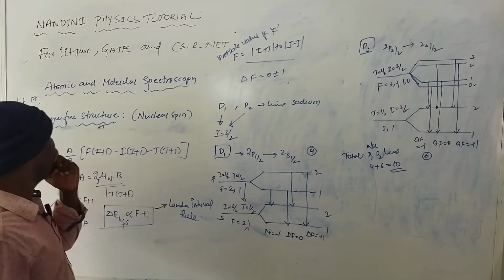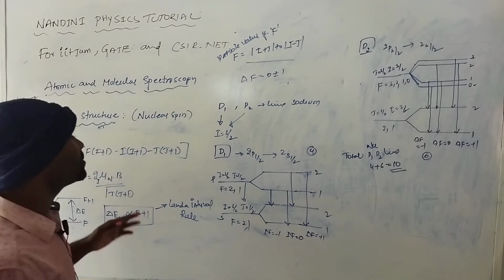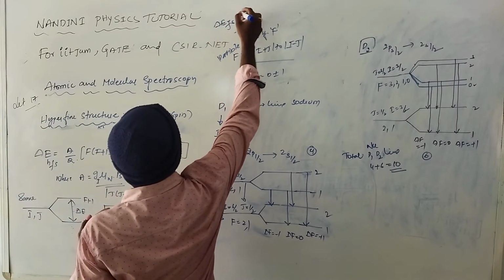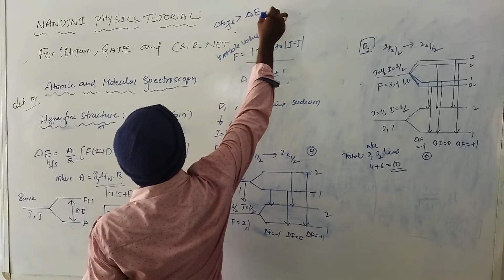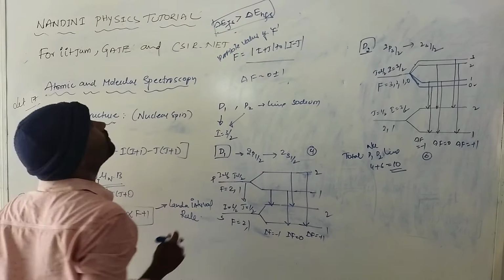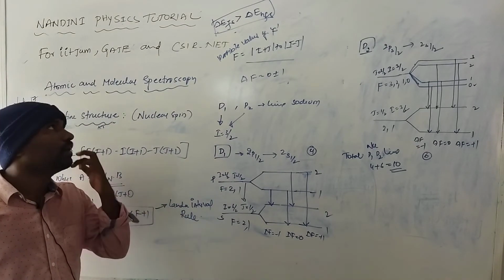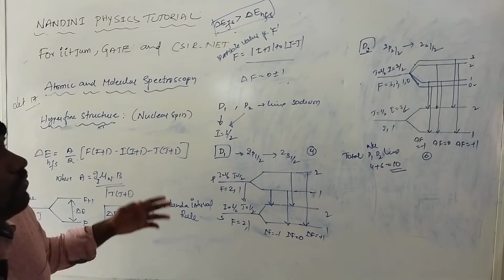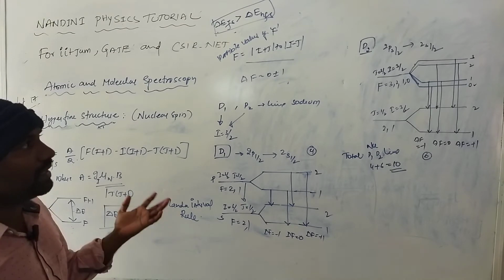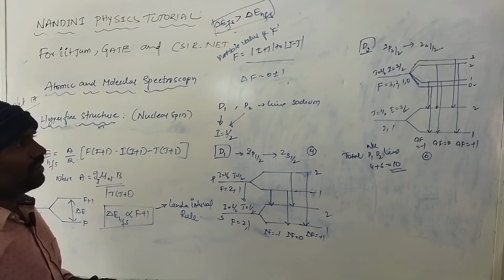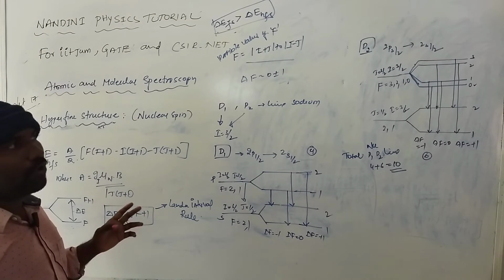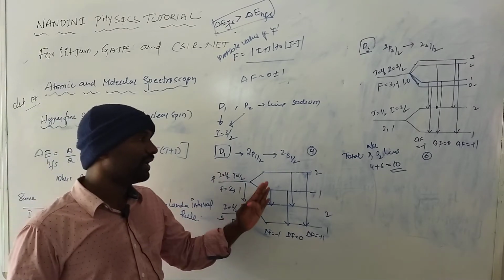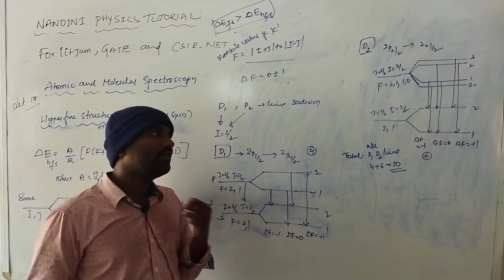S state was simply a singlet state, it was not a doublet or triplet. Okay, but here in hyperfine structure the S state is further splitting. So that is the difference between hyperfine structure and fine structure. That's why I will write that delta E for fine structure is always greater than the energy shift delta E HFS. Understand? So every time the fine structure splitting energy is greater than the hyperfine structure splitting.